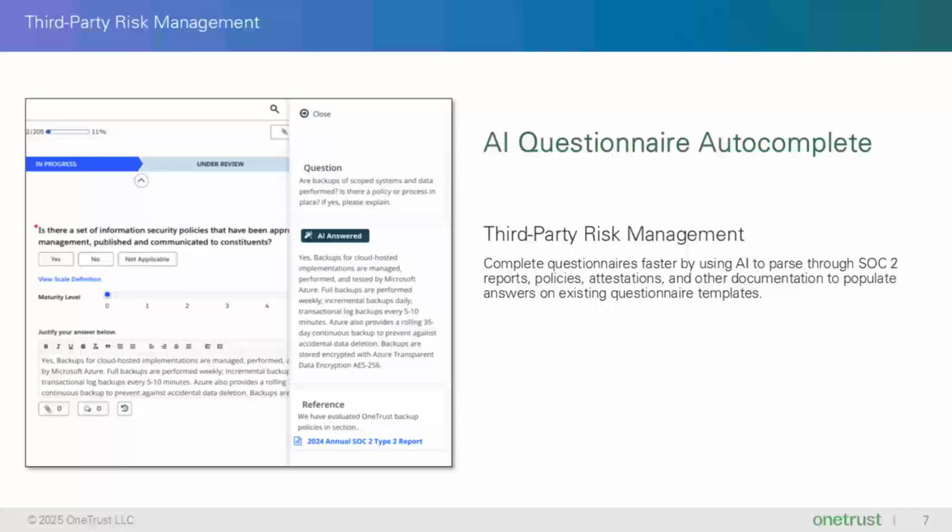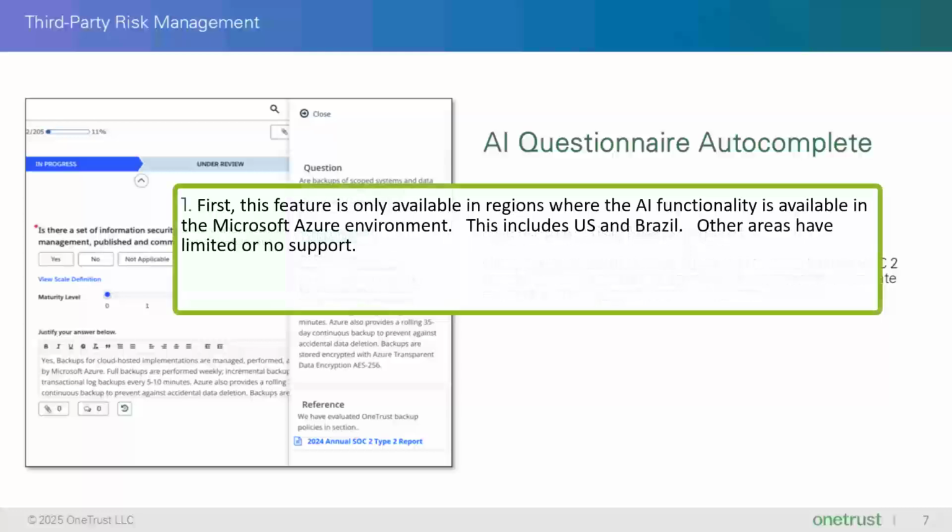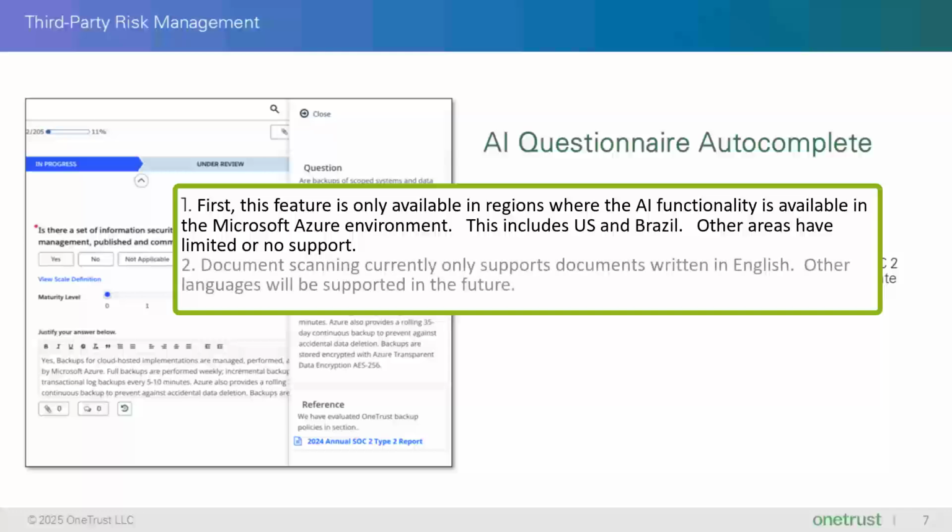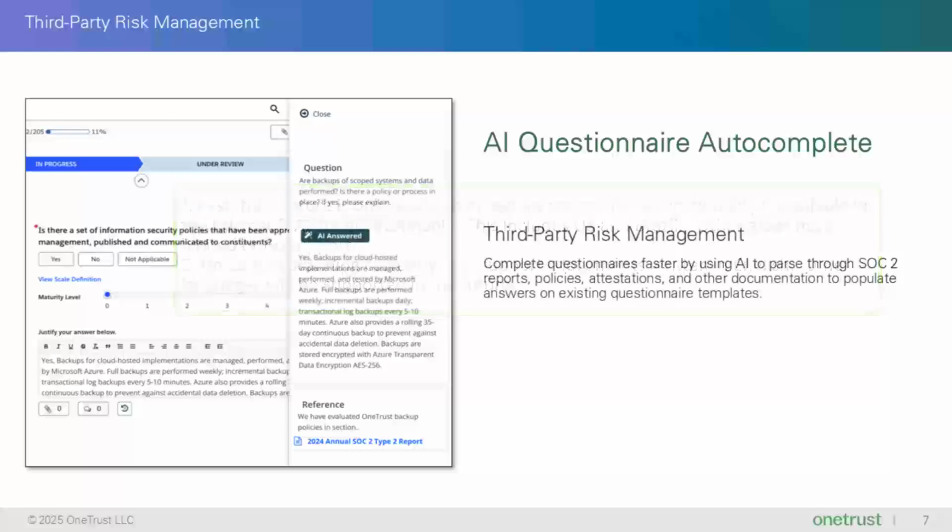It is important to note the following limitations of this public preview. First, this feature is only available in regions where the AI functionality is available in the Microsoft Azure environment. This includes US and Brazil only. Other areas have limited or no support. Second, document scanning currently only supports documents written in English. Other languages will be supported in the future.